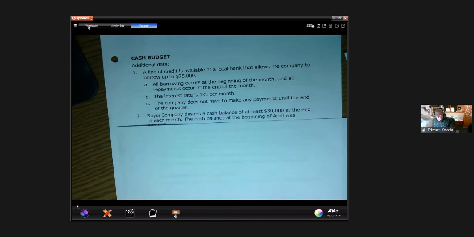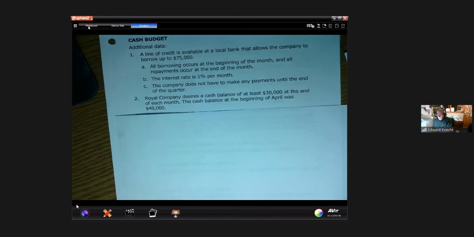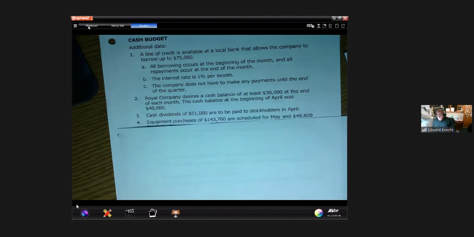The Royal Company desires a cash balance of at least $30,000 at the end of each month. So if they don't have $30,000, they have to borrow whatever they need to get the desired ending cash balance. So the Royal Company desires $30,000 at the end. The cash balance at the beginning of April was $40,000, so they had more than the minimum required by the company. Cash dividends of $51,000 are to be paid to stockholders in the month of April.